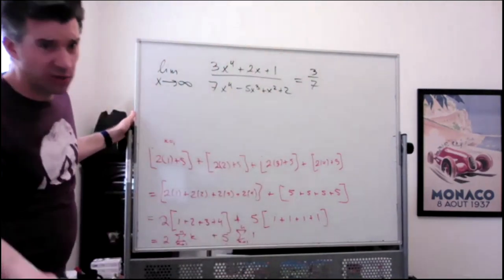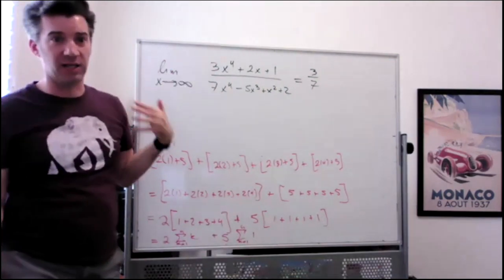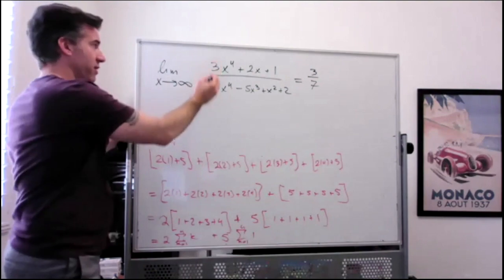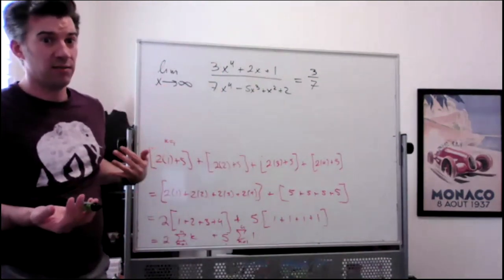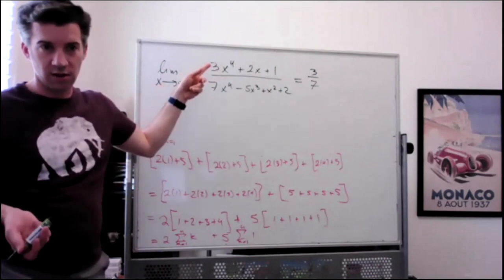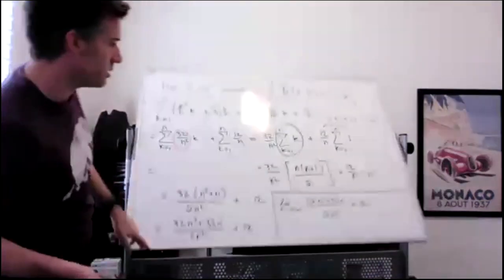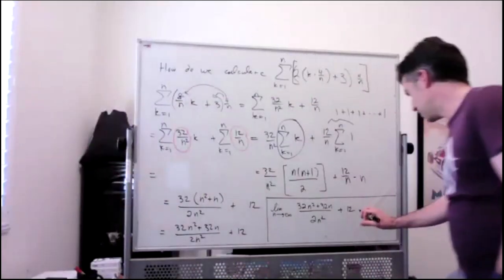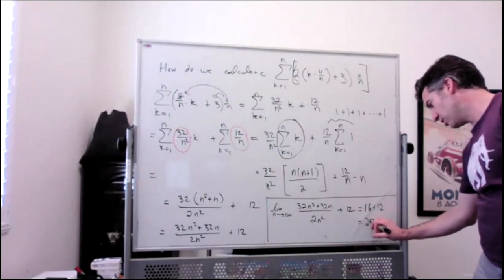And you could either use L'Hopital's rule, or you could divide the top and bottom by x to the 4th, and then you see that you get 3 over 7, and all the other terms go to 0. But really, you don't have to do any of that. As long as the degrees are the same, you get the quotient of the leading coefficients. So this is going to be 16 plus 12, which is indeed 28.